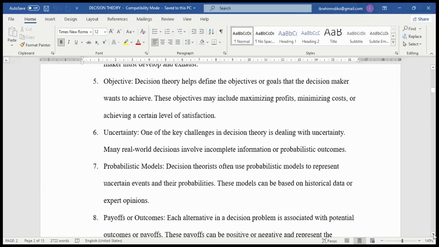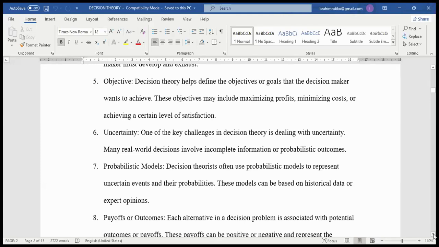These objectives include either to maximize profit. So it is either you maximize profit as a business or as a person, or you minimize cost, or you satisfy a particular want. So you want to achieve a certain level of satisfaction. So those are the main objectives that you can find when we're talking about decision theory. It's either you maximize profit, you minimize cost, or you maximize a particular desire or satisfaction.